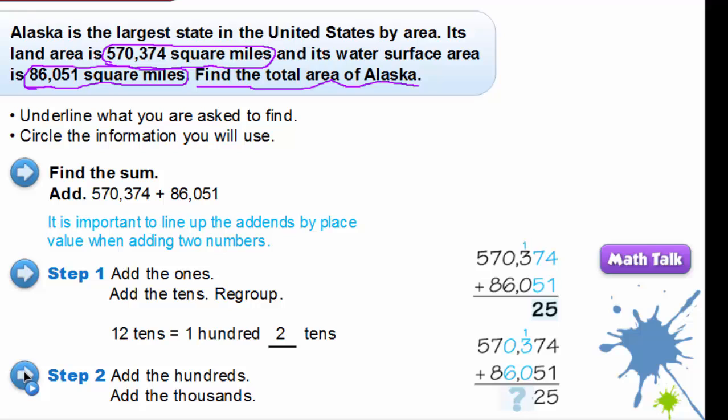Now we're going to add the hundreds and the thousands. Add the hundreds. Remember, we regrouped that 100, so we have to add the 1 and the 3 and the 0. What do we get?